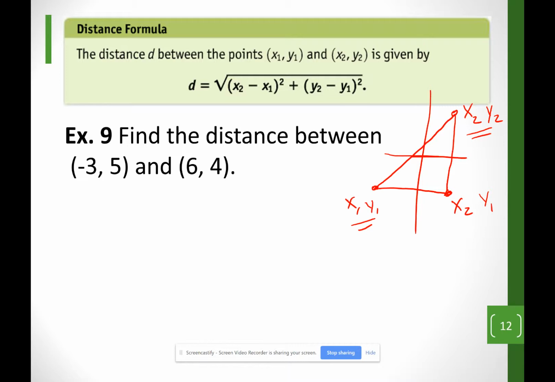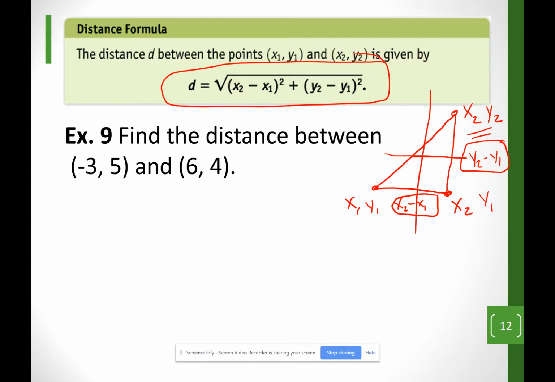Now, for me to know the difference on this side, I notice the x's don't change, x2, x2. So I would just have to subtract the y's. I'm going to do y2 minus y1. That's this distance. Now, the other leg, I notice the y's don't change. So I'm going to have to go x2 minus x1. Now, using the Pythagorean Theorem, I'm going to come out with this formula. To be honest, just worry about the x2 minus x1, y2 minus y1 first.